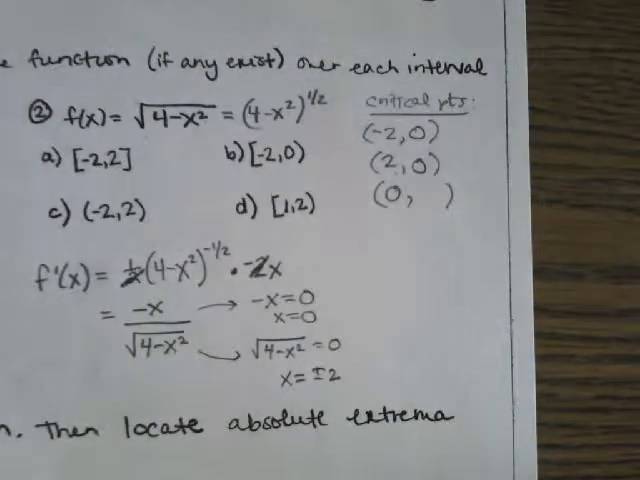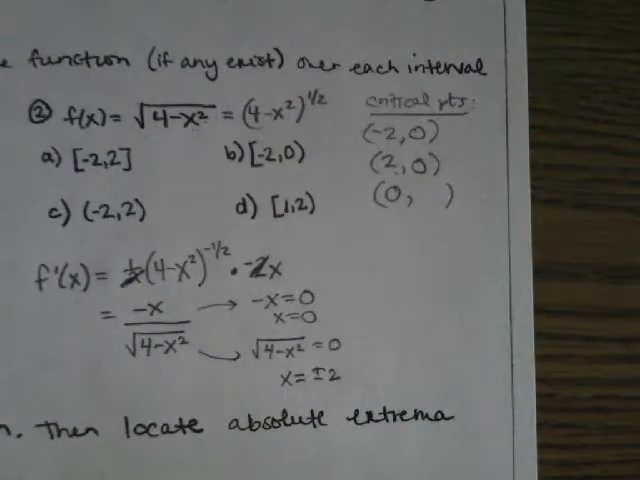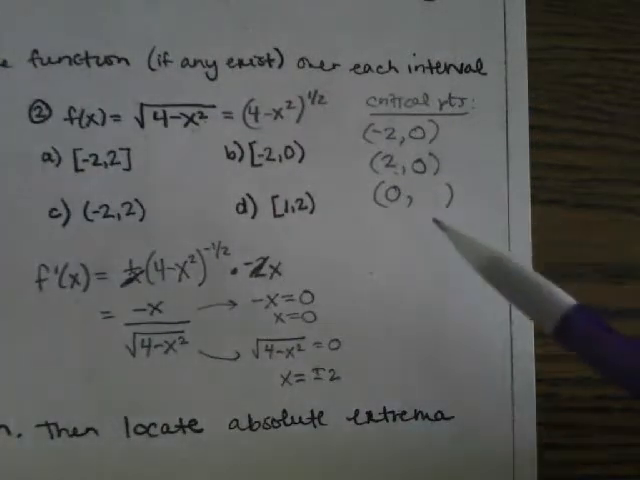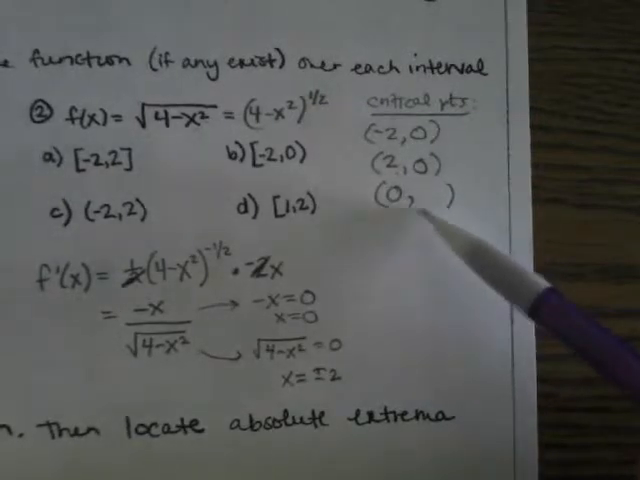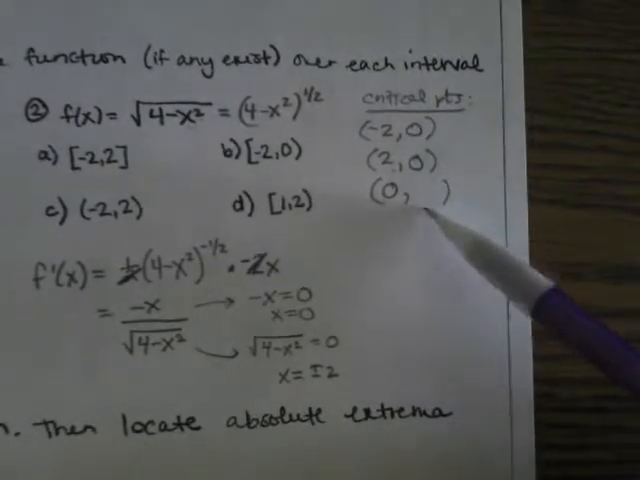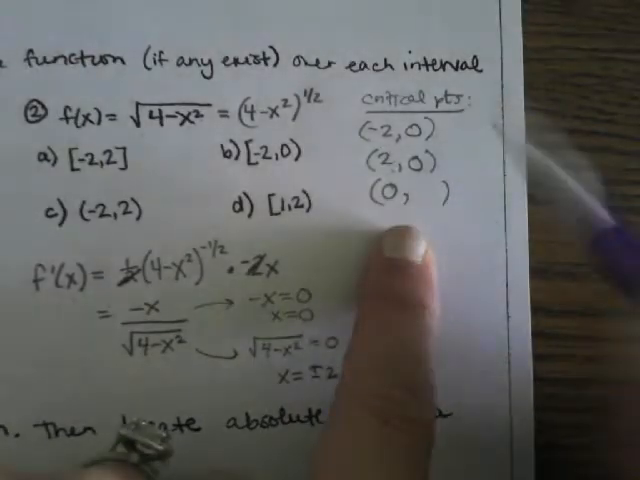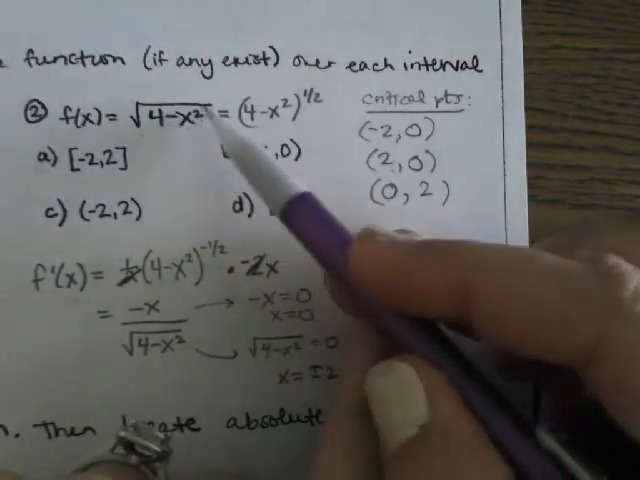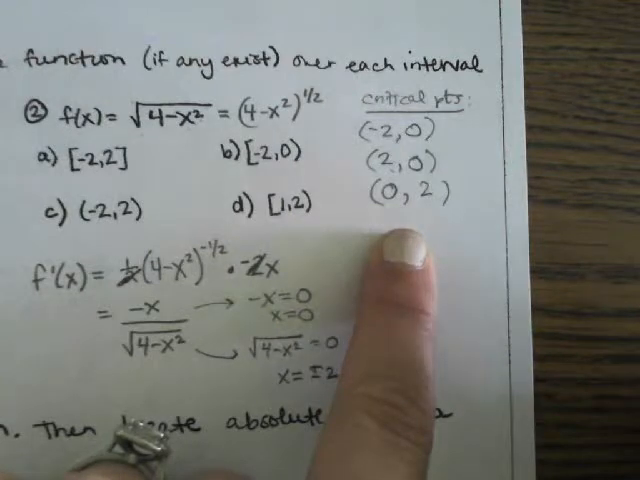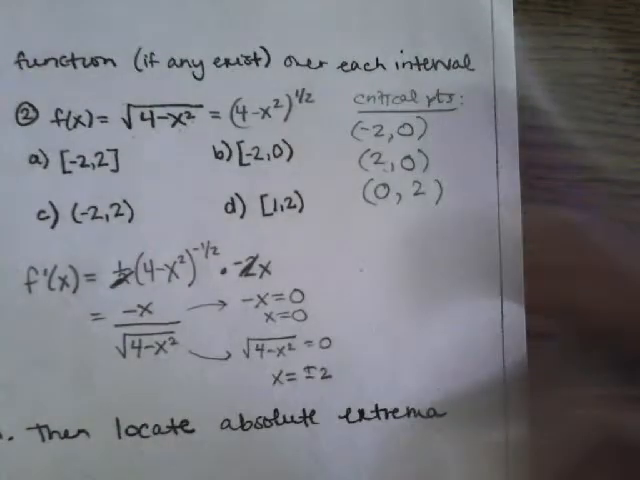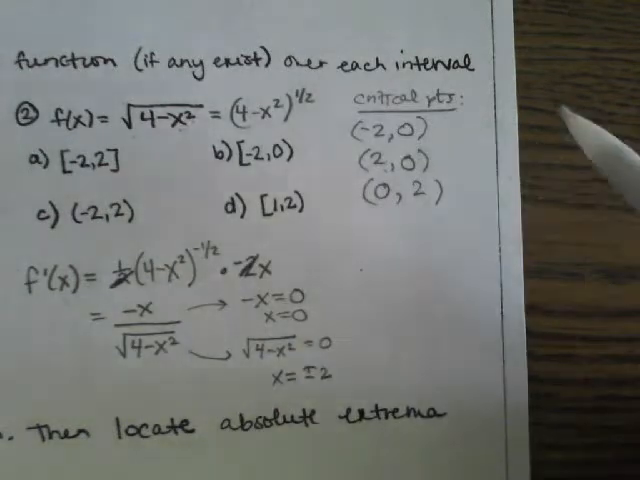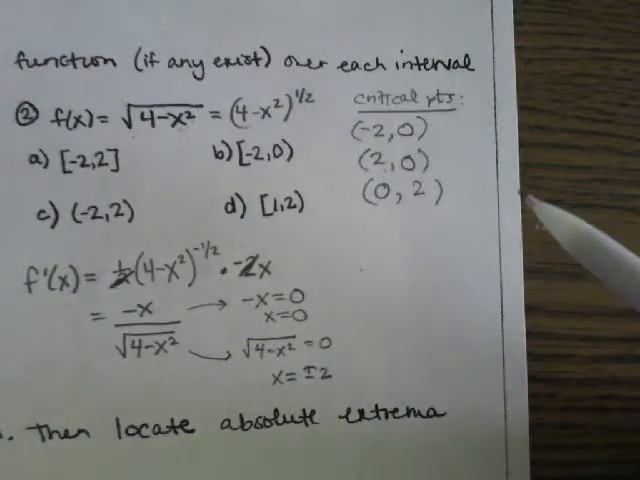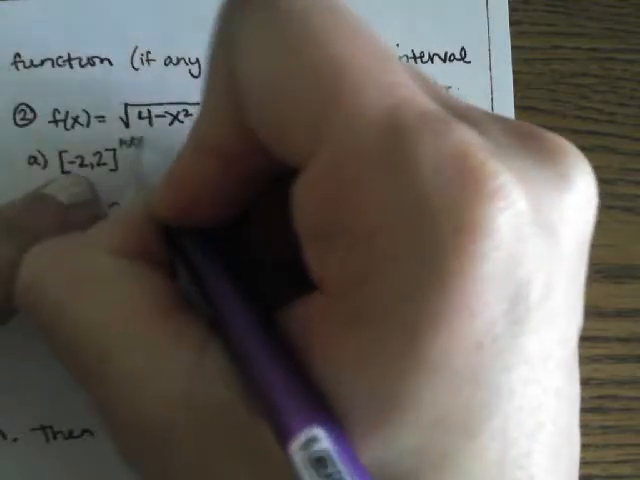And we're just on part A right now. If you plug in 0, what's your y coordinate? No. 2. 4 minus 0 squared? 4, square root of 4 is 2. So, on part A, what's our absolute maximum? (0, 2). What would you say about our absolute minimum?